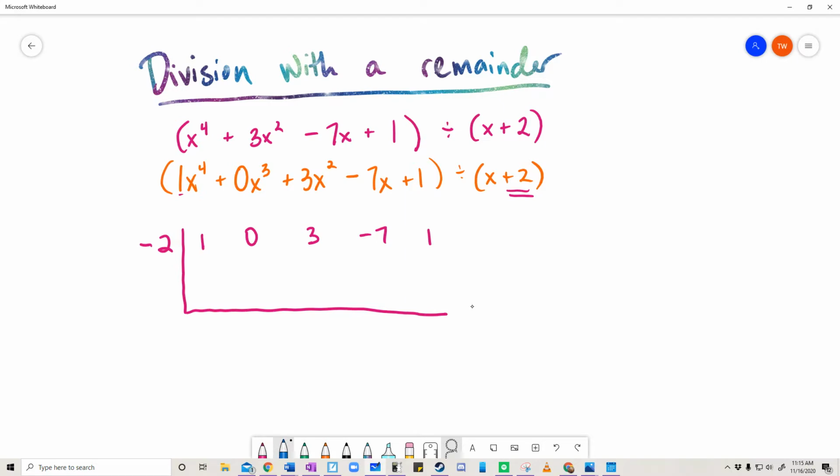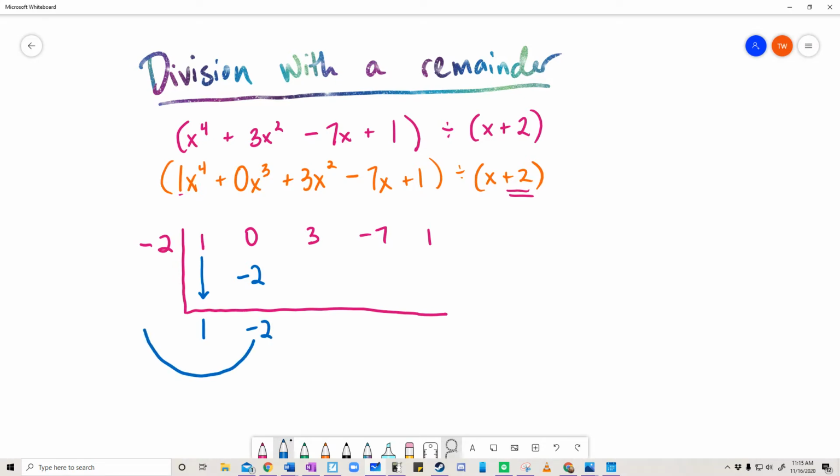I'm going to begin my process, bring down the first number and rewrite it. And then we're going to multiply by the outside negative 2. 1 times negative 2 is negative 2. Write that underneath your next number. And then we're going to add 0 plus negative 2 is negative 2.